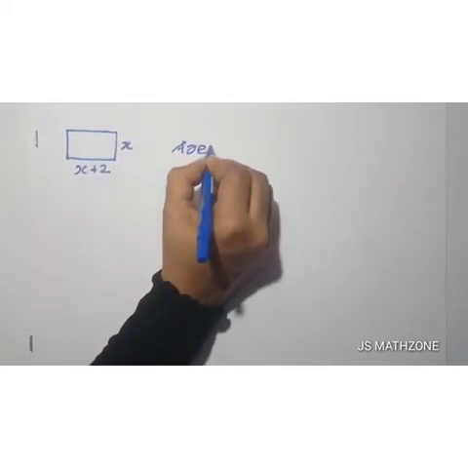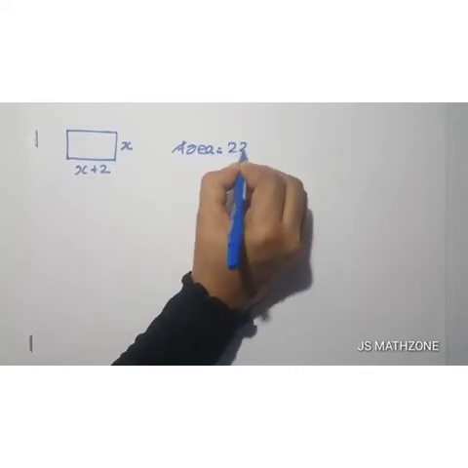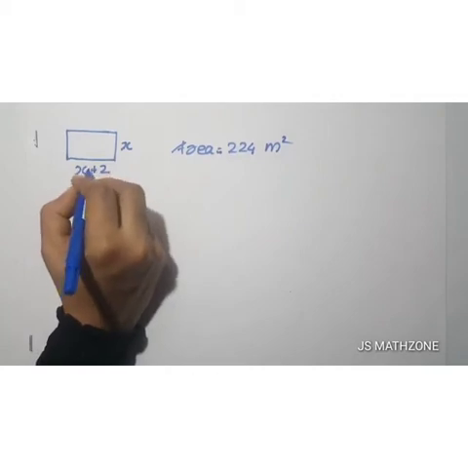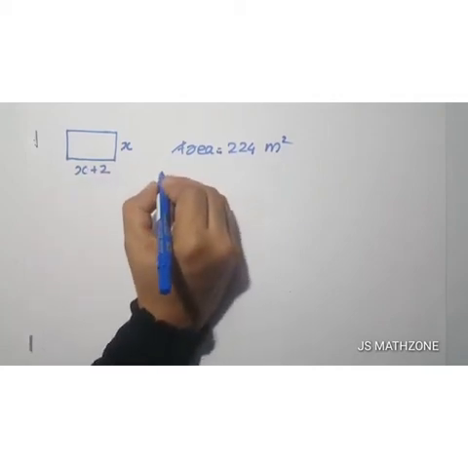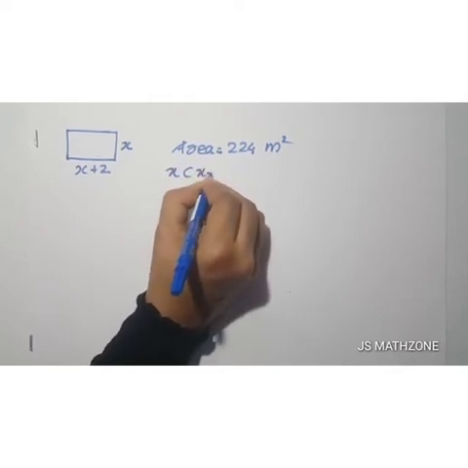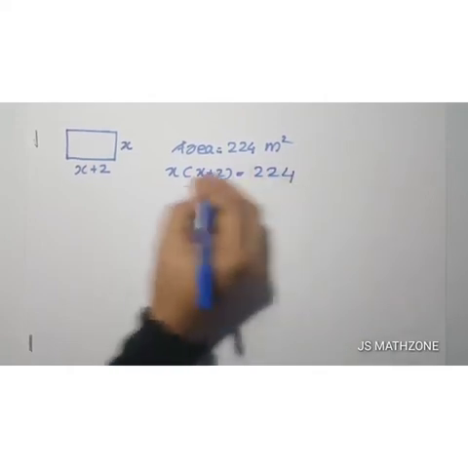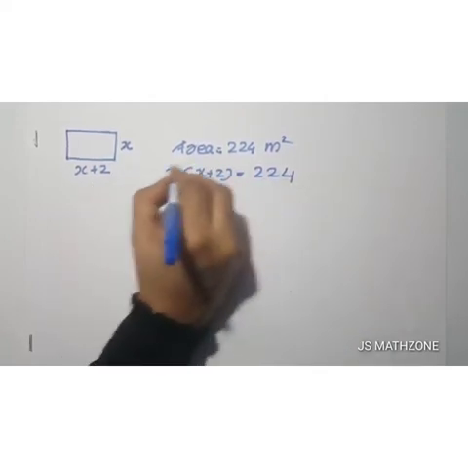One side is x and other side is x plus 2, and area is given. Area is equal to 224 meters square. What is the length of the sides? We want to find the value of x here. Area is 224. How to find area of a rectangle? Length into breadth, that is x into x plus 2 is equal to 224.